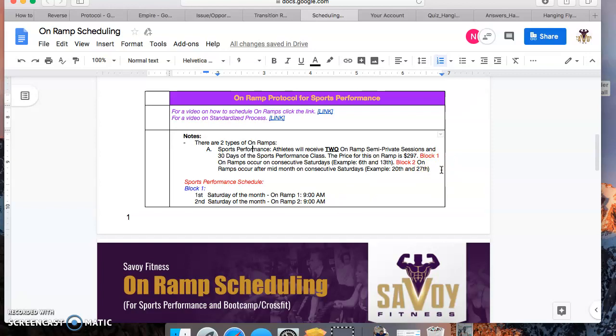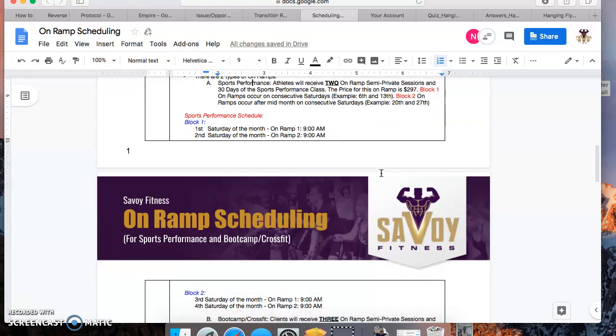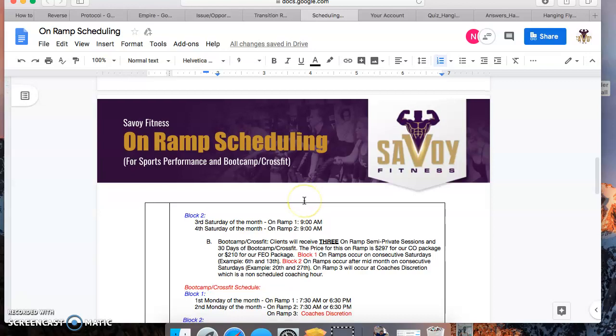Block one on-ramps are consecutive Saturdays, the 6th and the 13th. Block two are consecutive Saturdays in the second half of the month after the 15th, after mid-month, the 20th and 27th. Block one is available Saturday at 9, the first Saturday of the month, and the second Saturday of the month at 9. So both nines. And then block two is the back half of the month, the third and fourth Saturdays of the month. Do note that some months have 5 weeks. If somebody wants to sign up on the 5th week or take an on-ramp on the 5th week, they need to wait until the 1st week of the next month, unless they are just super dependent on doing it now.